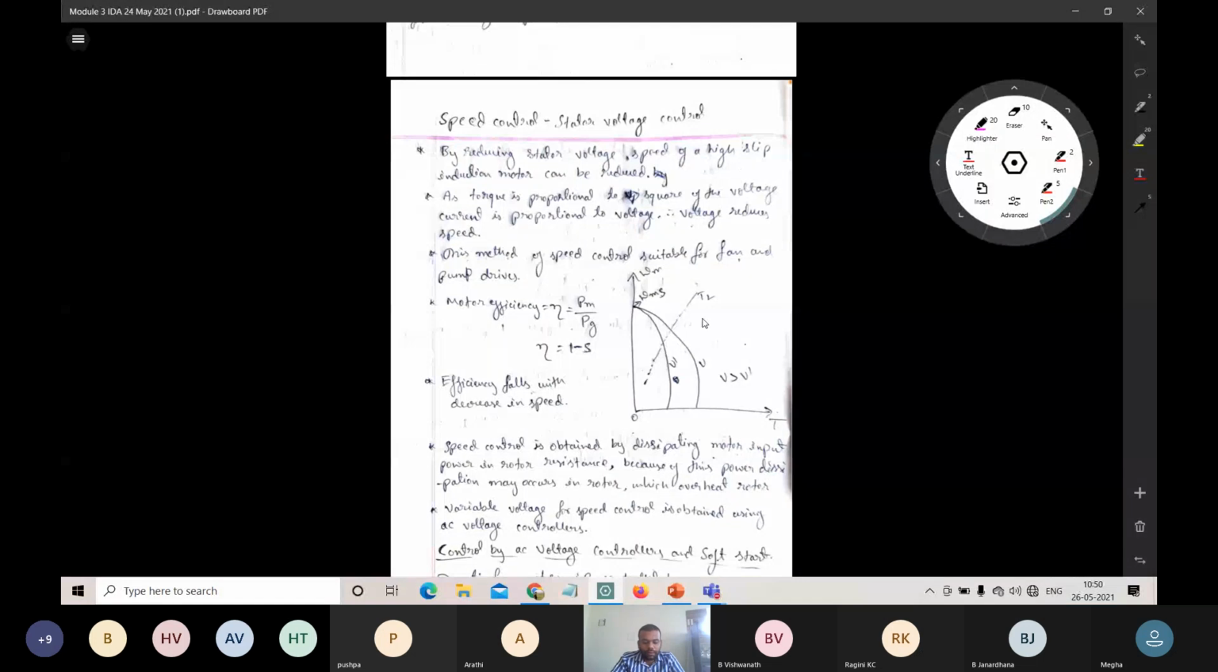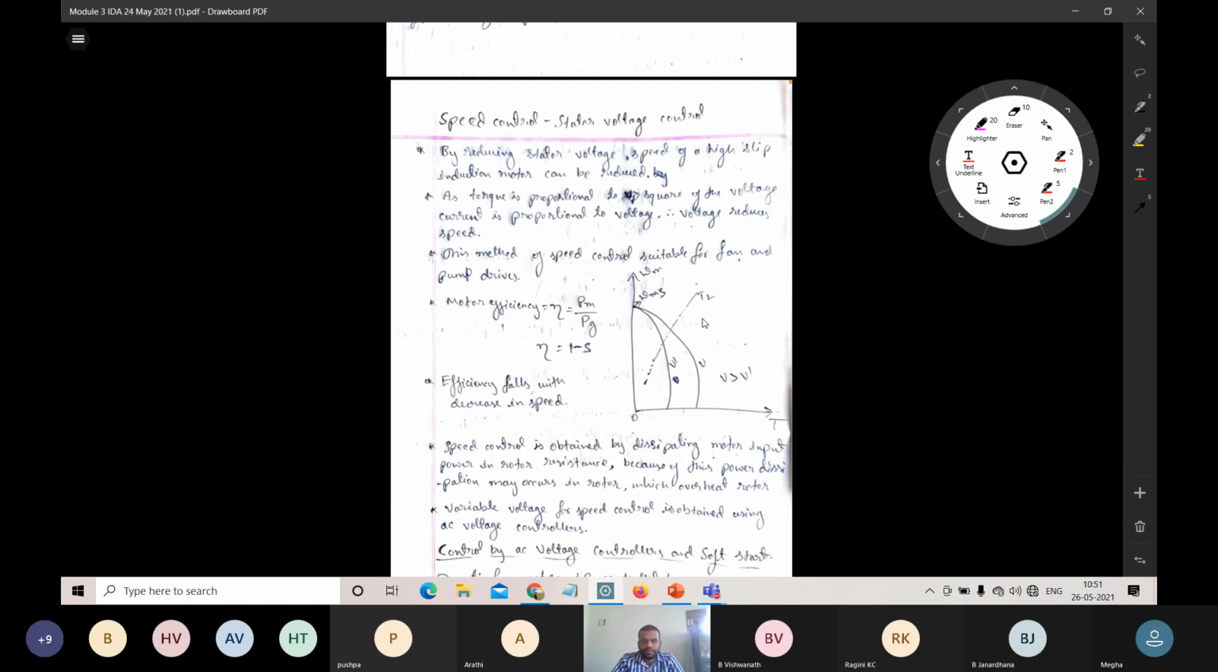Mainly for squirrel cage motors, the pole changing technique will be used only for squirrel cage motor. And the stator voltage control, the supply frequency control, and eddy current coupling, these 3 methods will be used for both squirrel cage as well as wound type motor.